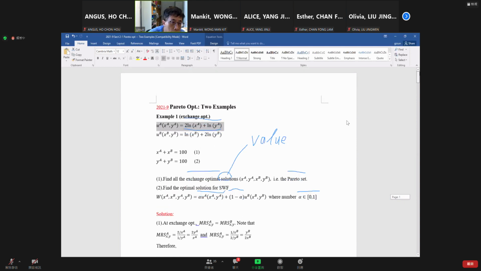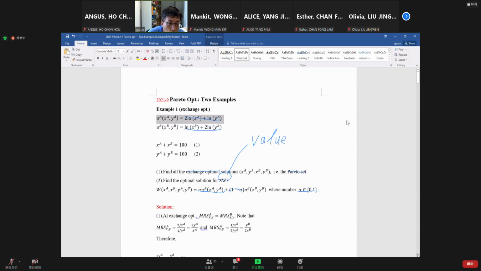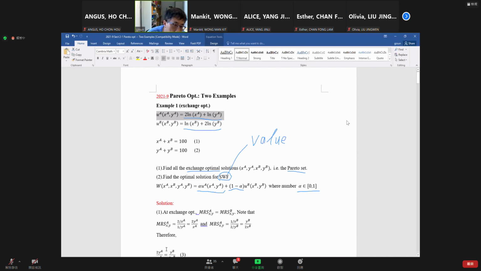Okay, now let's continue our discussion about the exchange optimal. And how to solve it? You know what happens at exchange optimal? One condition: my marginal rate of substitution is the same as yours. That's the only condition for exchange optimal. For the top level, we have several conditions, but for this one, we have only one condition. And now we need to calculate what this is for Alice and what this is for Bob.